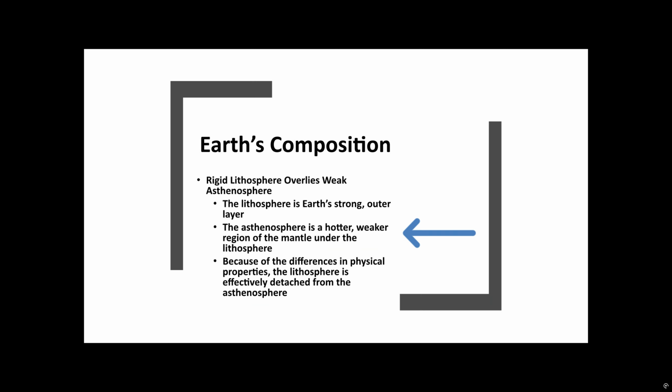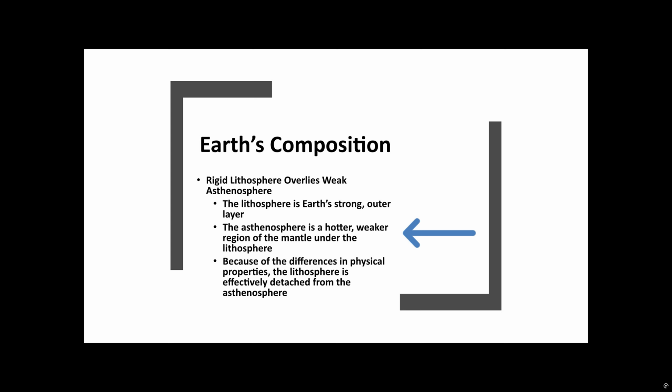Just a little bit about Earth's composition. Earth has a rigid lithosphere which overlies a weak asthenosphere. So the lithosphere is Earth's strong outer layer. That's where we live. The asthenosphere is a hotter, weaker region of the mantle that lies below the lithosphere. And because of the differences in physical properties between these two layers, the lithosphere, which is cold and brittle, is effectively detached from the hot asthenosphere.